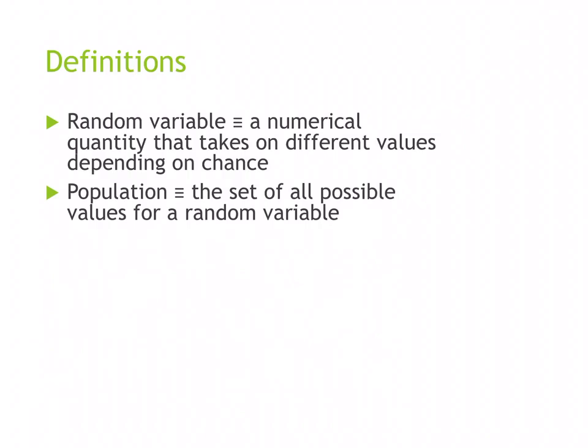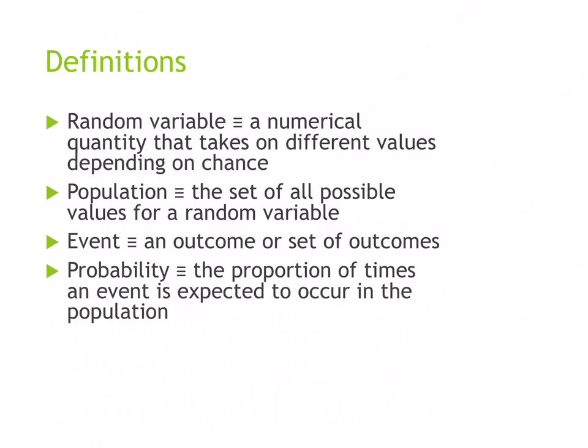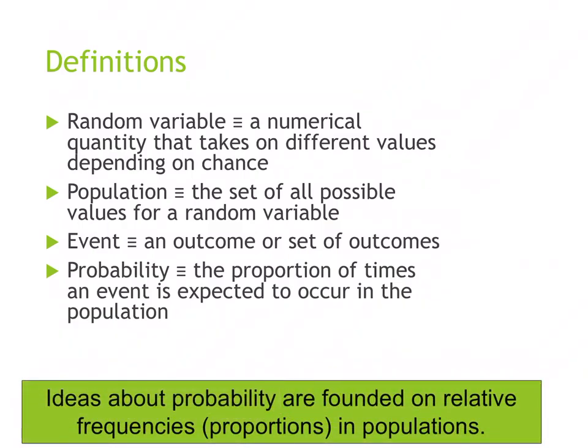Population is the set of all possible values for a random variable. Next, the event is an outcome or set of outcomes. Probability is the proportion of times an event is expected to occur in the population. Ideas about probability are founded on relative frequency, which are proportions in the population. So these are definitions that we're going to use.